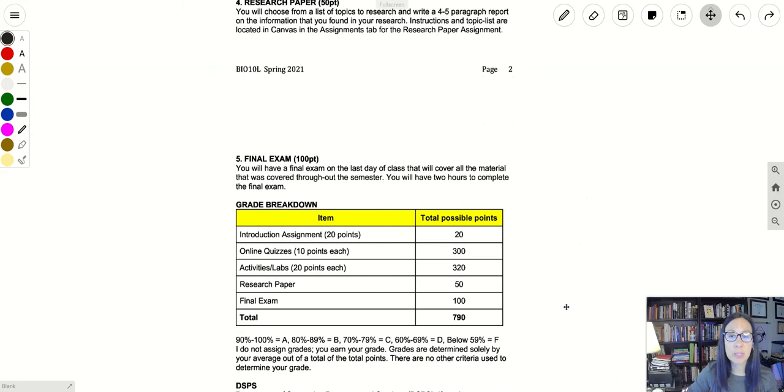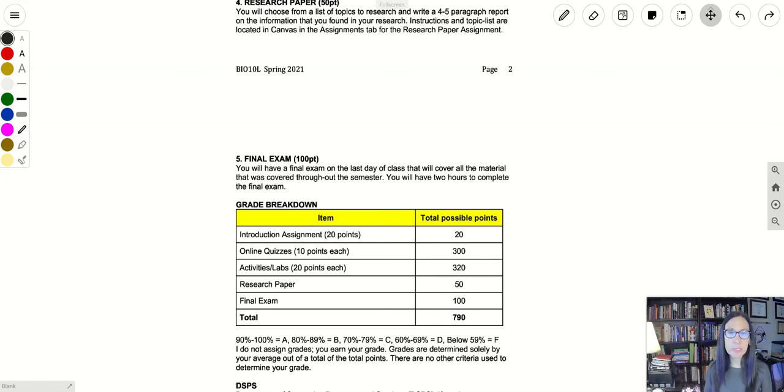And the last thing is that you will have a final exam. It is worth 100 points. It will be on the very last day. Depending on how the pandemic is going in May, we might do it in person, but we might do it online. It'll be like a game call when we get to it. It's a 2-hour final exam and it covers everything in the whole semester.